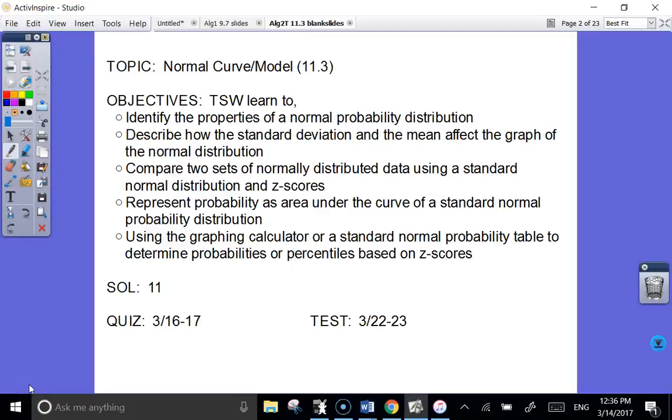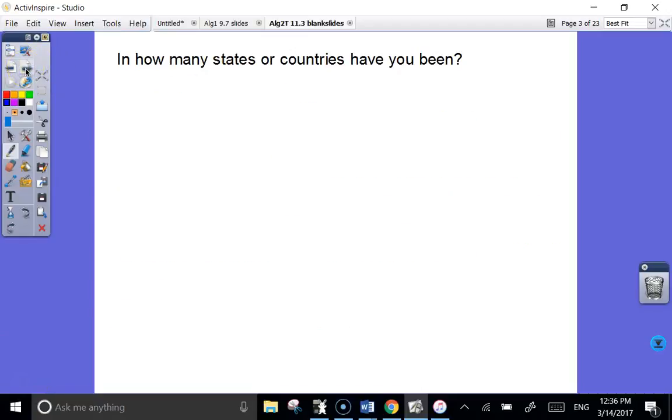Okay, here we go. The normal curve, normal models. So first, before we get to the normal distribution, I want to just show something that is about distributions. I mean, what do we mean by a distribution? Before we start classifying something as normal, let's just come up with our own distribution.